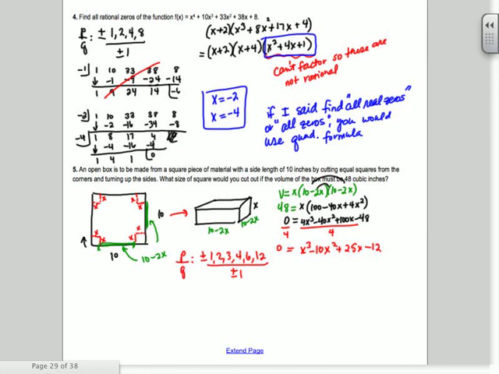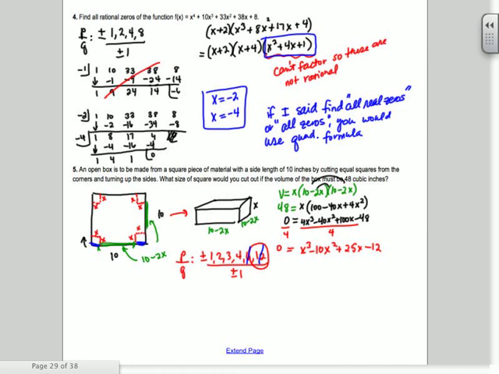Okay, now let's think logically. Your side was 10 originally. Do you think you're going to cut out x equals 12? No, can't work. Do you think you're going to cut out x equals 6? No, because you have to cut it out from both sides and you only have 10. So that would be cutting out 12. So 6 and 12 are definitely gone.